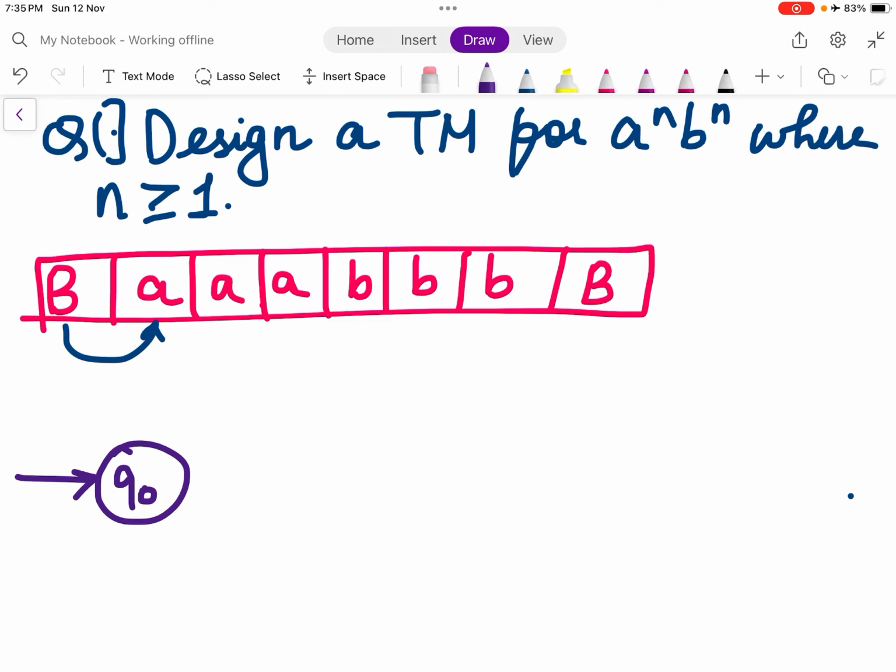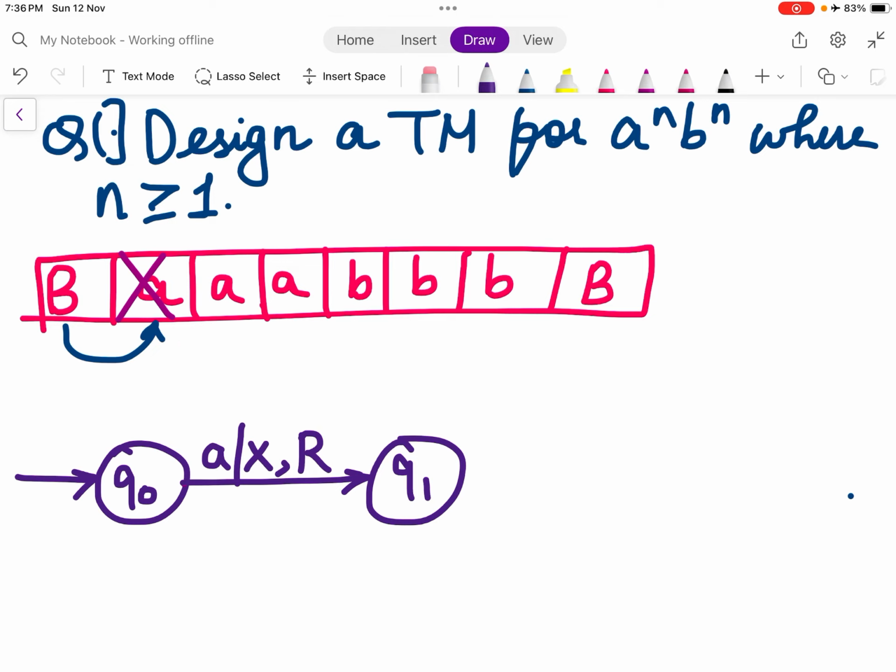In Q0, when the read-write head sees an a, it will replace that a with an X and move in the right direction. You have to keep moving right until you see a b. On seeing a b, this b will be replaced by a Y. So in Q1, when you see a b, replace the b with a Y and move in the left direction.